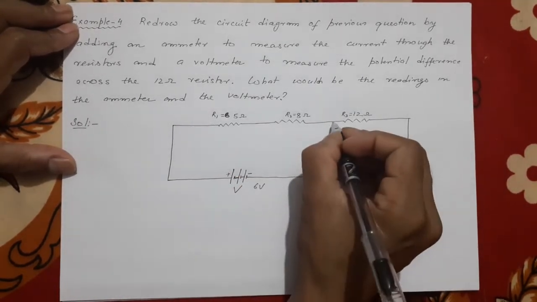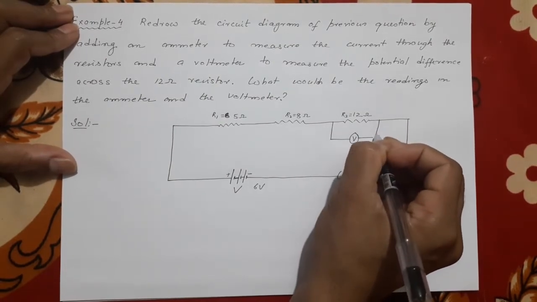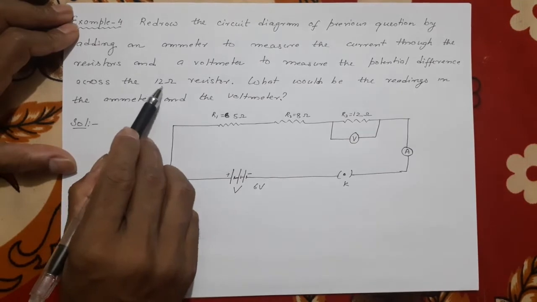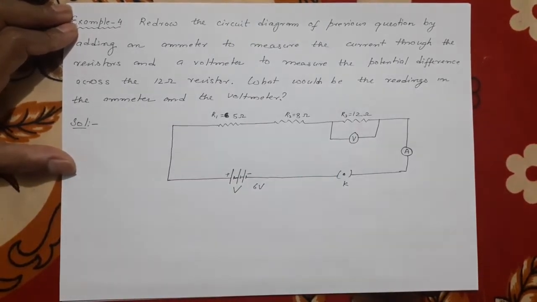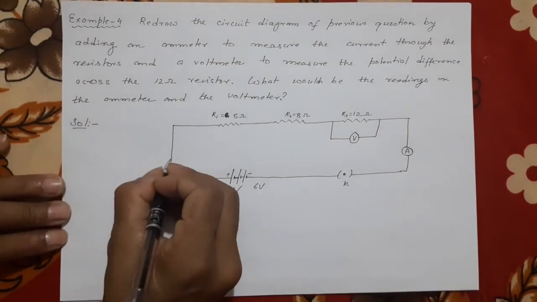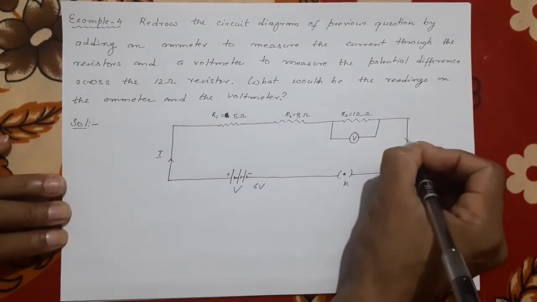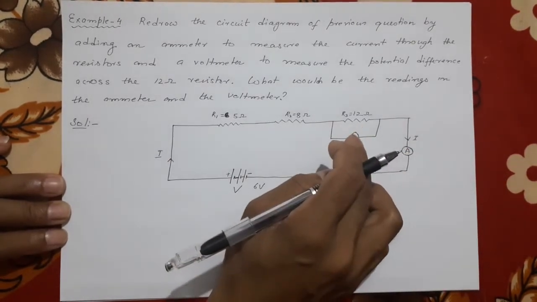Now we want to measure the voltage or potential difference across only this 12 ohm. Across 12 ohm resistance only. Not here and here. So that is why here only I have put this. Now what would be the reading in the ammeter? The ammeter reading will be the total current, nothing else. And what would be the reading in the voltmeter? It means this voltage.